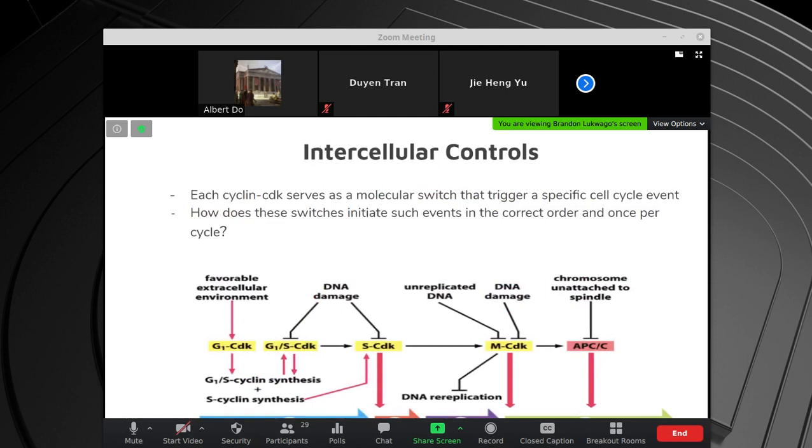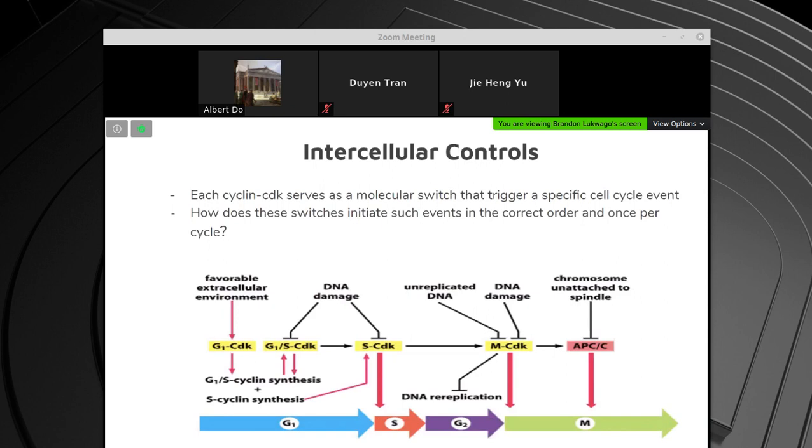The intracellular controls. Each cyclin-CDK serves as a molecular switch that triggers a specific cell cycle event. And I think here we're trying to understand how the switches initiate such events in a correct order and once per cycle. Can you go to the next one?